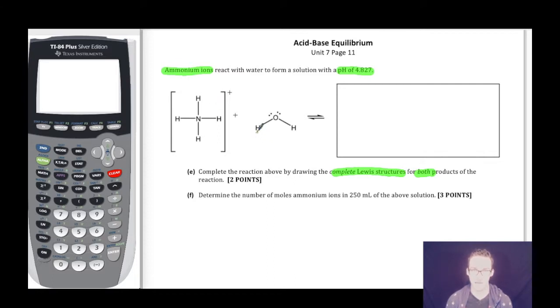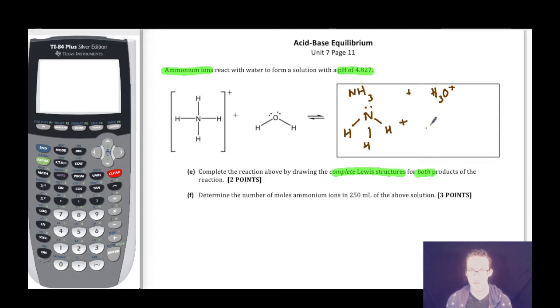So what we're going to have left after we donate our proton here is going to be NH3, and after water gains a proton, it's going to be H3O plus, or the hydronium ion. Now, if I just wrote this, I'm getting 0 points because we're asked to draw the complete Lewis structure, and these are not Lewis structures. So as I think about drawing my Lewis structure, nitrogen is going to go central here. I'm going to surround it by my 3 hydrogens, and then I'm going to have that lone pair of electrons on that central nitrogen atom.